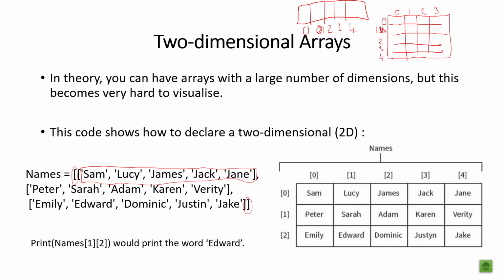Blast from the past. So if you printed names 1, 2, you would print out Edward. Columns, rows.